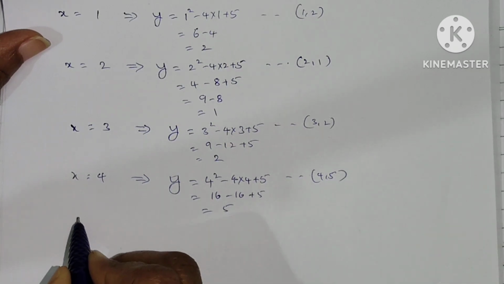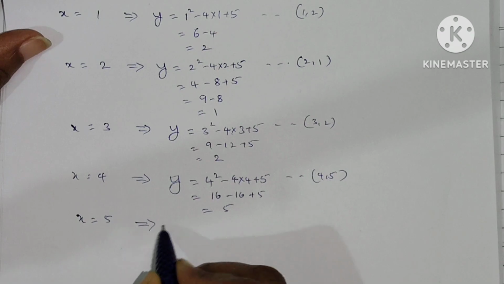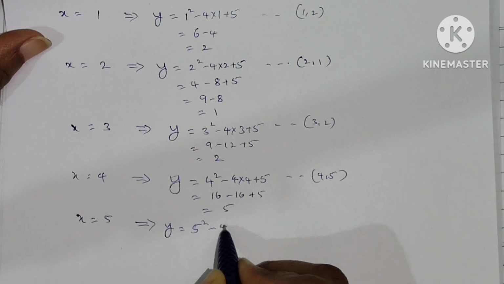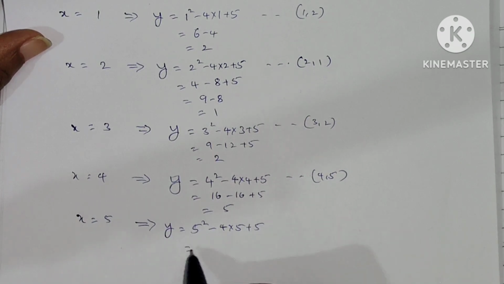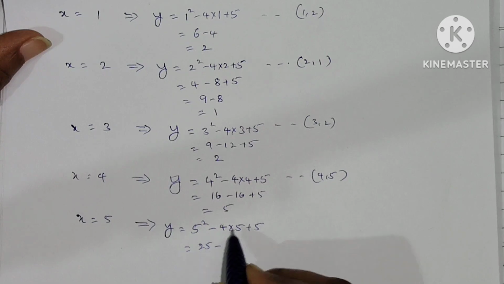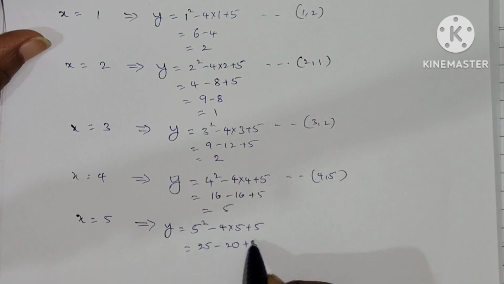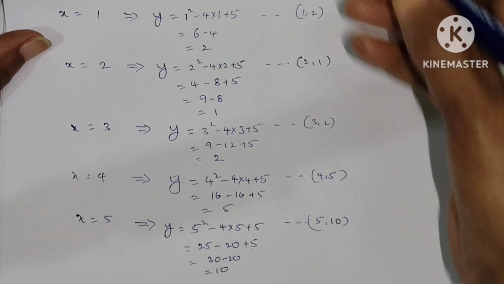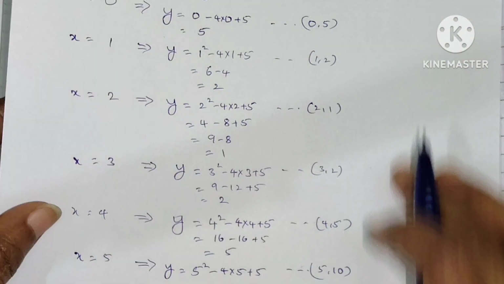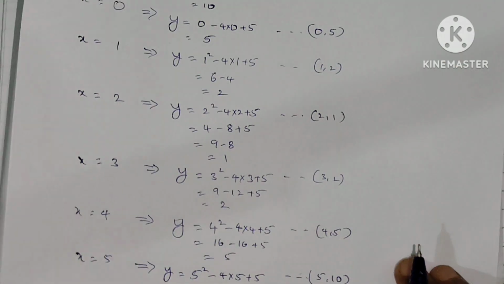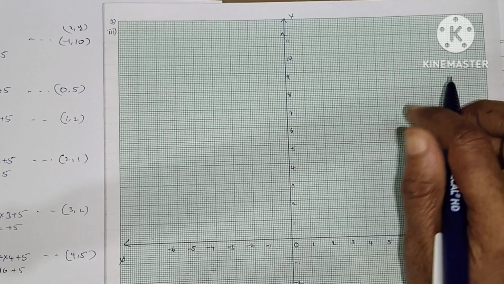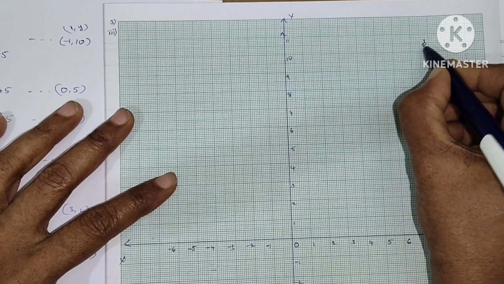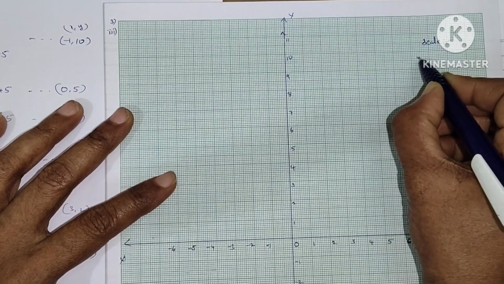Next we write x equal to 5. X equal to 5 means y equal to 5 square minus 4 into 5 plus 5. So 5 square means 25. 5 fours are 20, plus 5. 25 plus 5 is 30, 30 minus 20 equal to 10. So the point is 5 comma 10. So these are all the points. Use these points and draw the graph. Now next we write the scale. So scale on the x-axis.